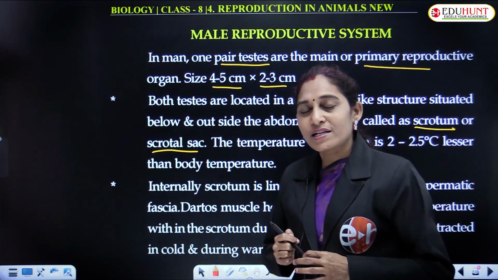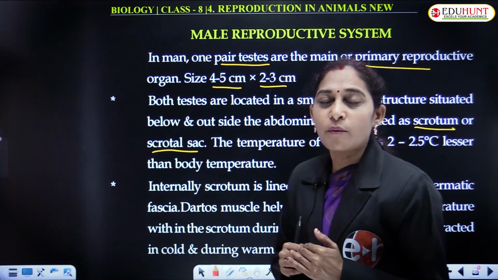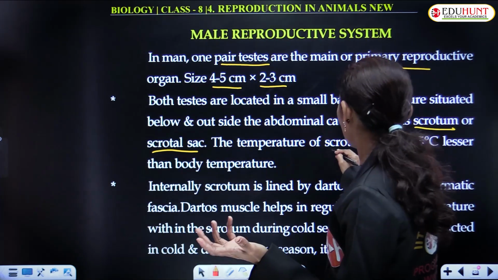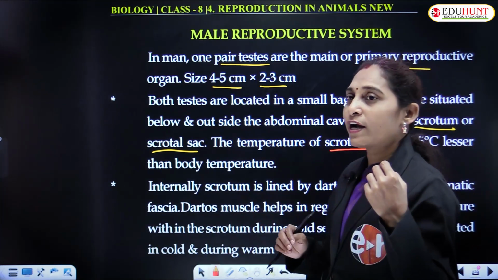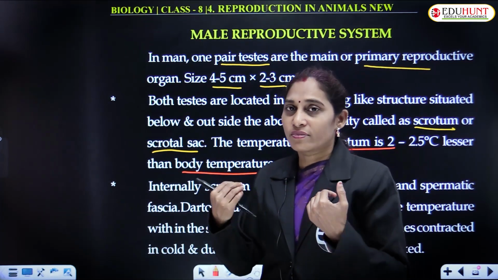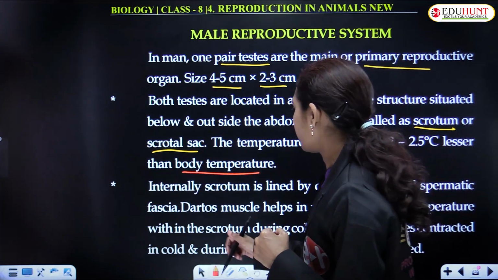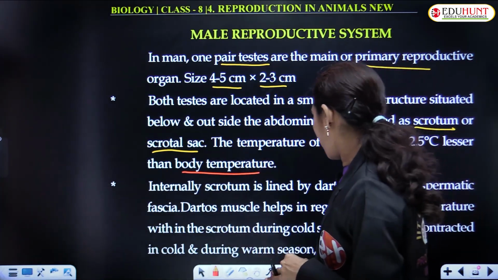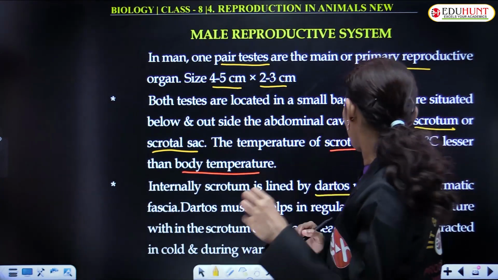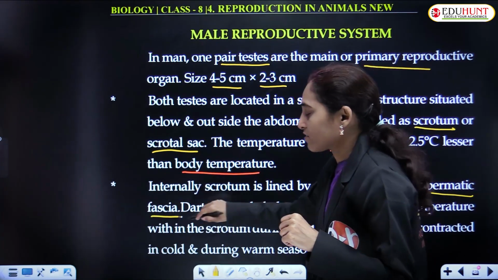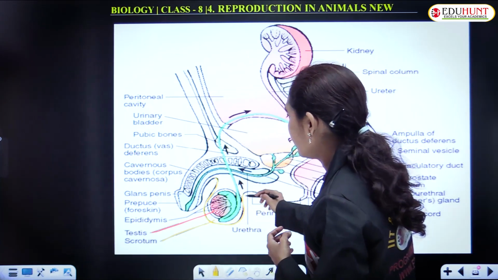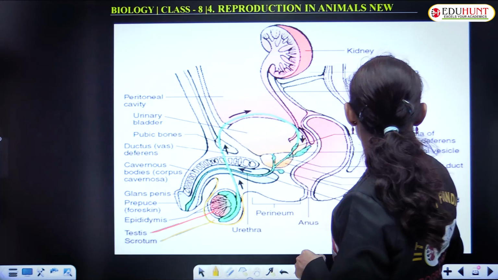Why are they present just below the abdomen and never touch the body? Because the temperature of the scrotum is 2 to 2.5 degrees centigrade lower than the body temperature. Internally, the scrotum is lined by dartos muscle and spermatic fascia.